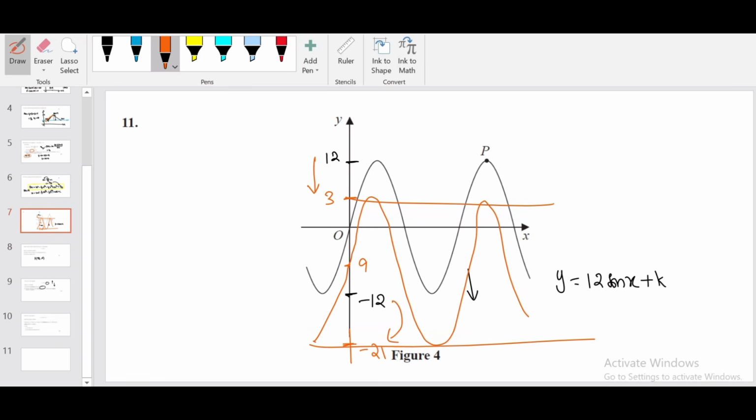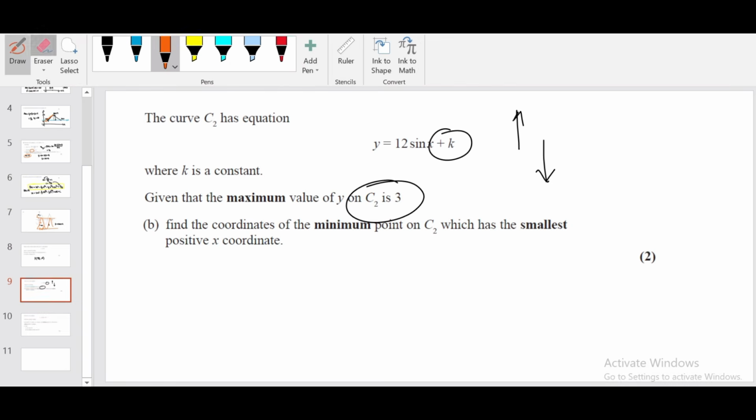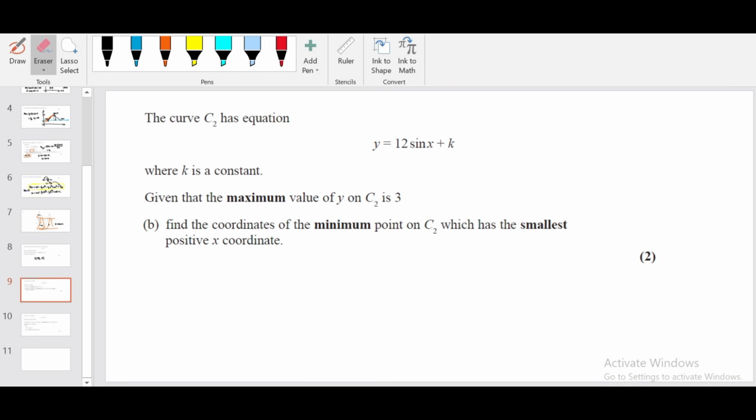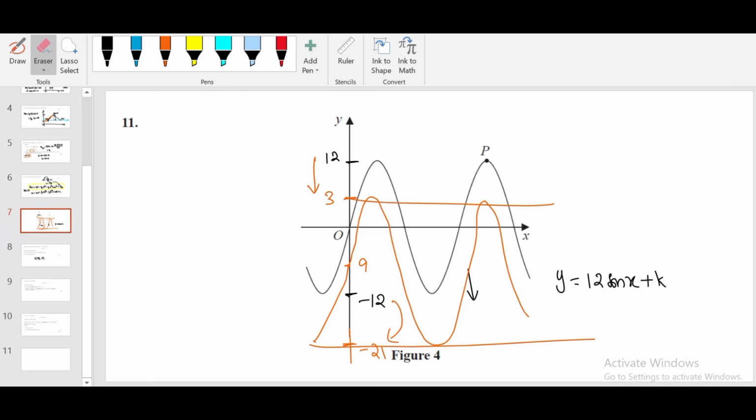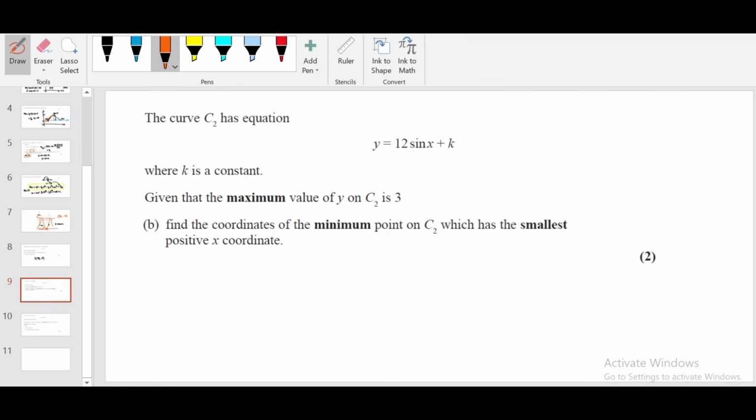Now what they want you to find out? Find the coordinates of the minimum point on C2 with the smallest positive x coordinate. The smallest positive x coordinate with the minimum point. This is the minimum point which is closest to the origin, right? So this x coordinate would be pi over 2, 2 pi over 2, 3 pi over 2. So 3 pi over 2 comma y coordinate is negative 21. That's the answer for this one. 3 pi over 2 comma negative 21.